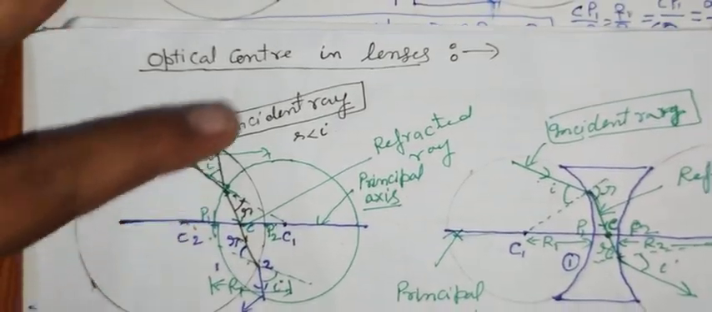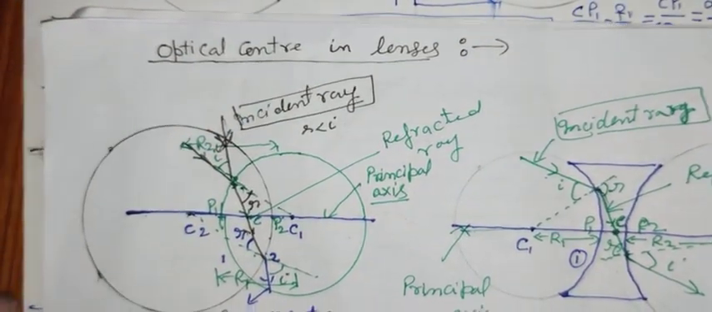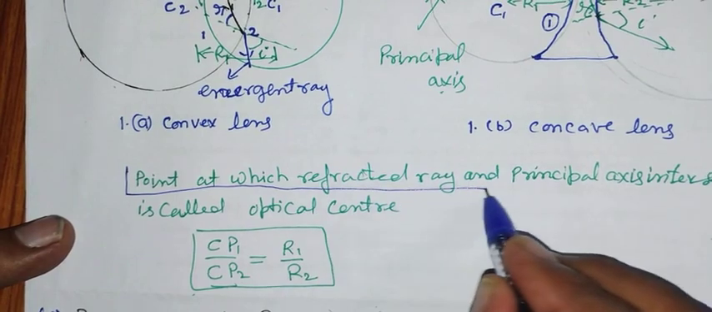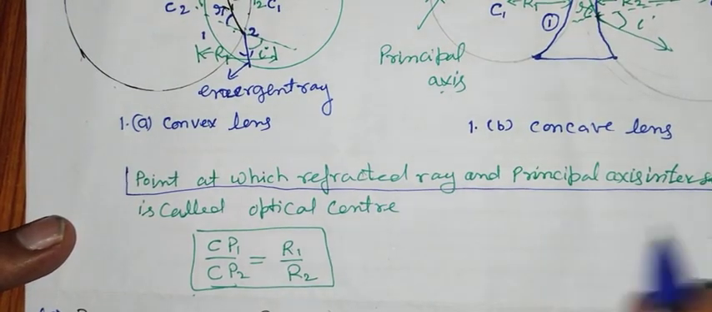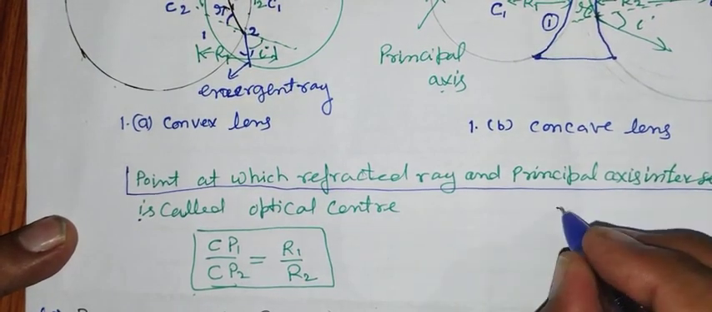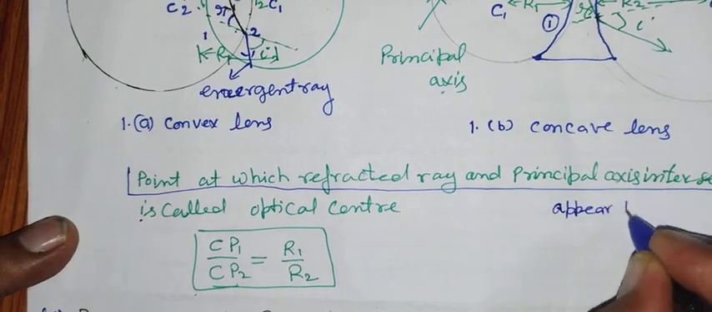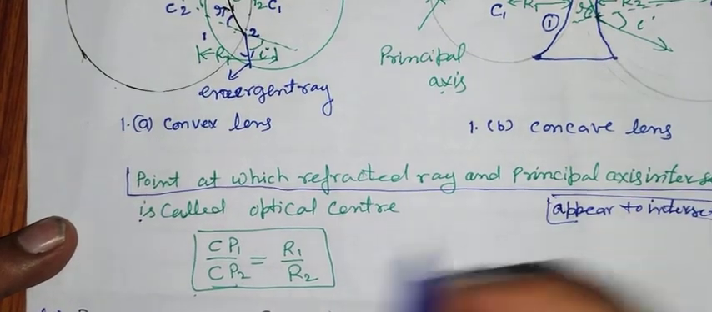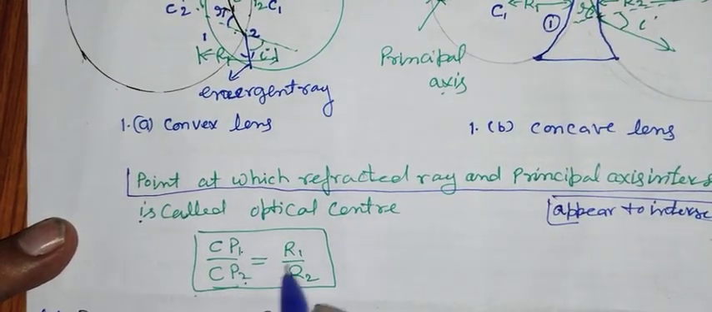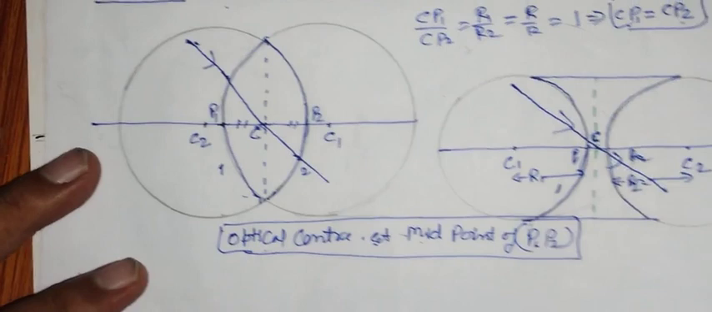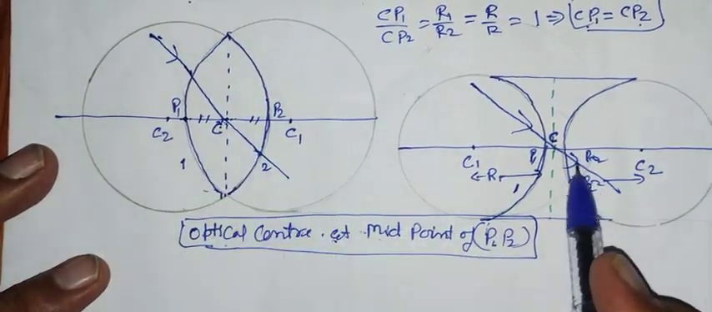What is this? In the beginning, the optical center in the lenses: the definition is clear. The optical center is a point at which the refracted ray and the principal axis intersect. One thing is required, either they intersect or appear to intersect. By the relation CP1 by CP2 is equal to R1 by R2, it is just at the midpoint when the lens is biconvex or biconcave.